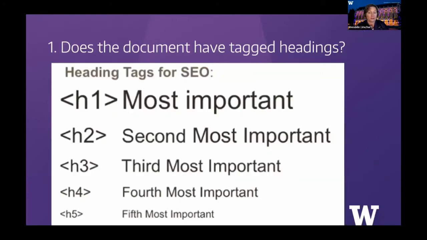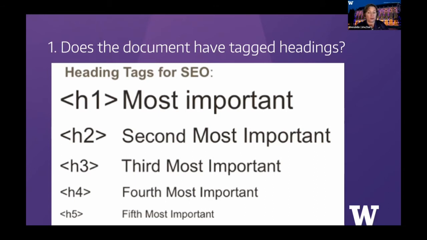First check. Does the document have tagged headings? H tags are one of the most important navigation tools. Each document should have only one H1 tag around the document title. You can use multiple H2 through H5 tags as needed to provide structure.